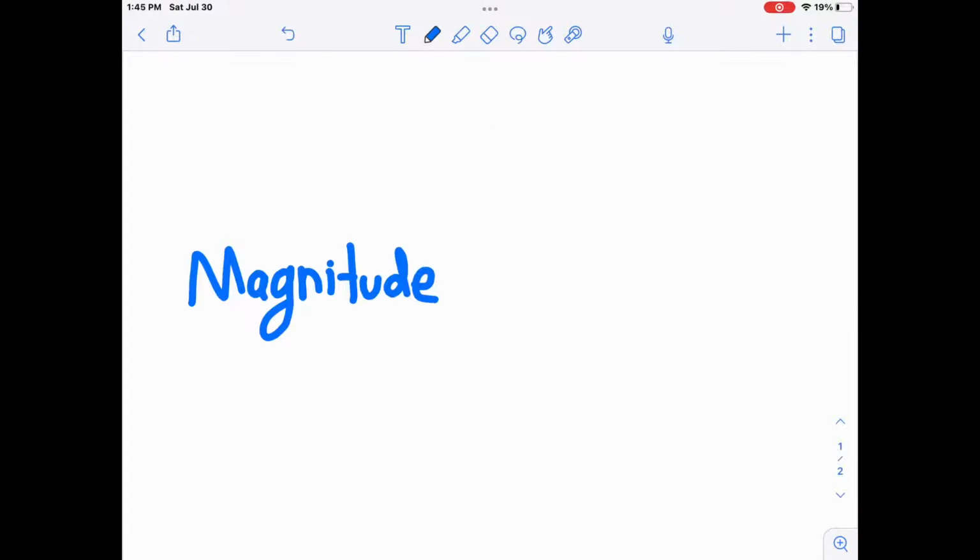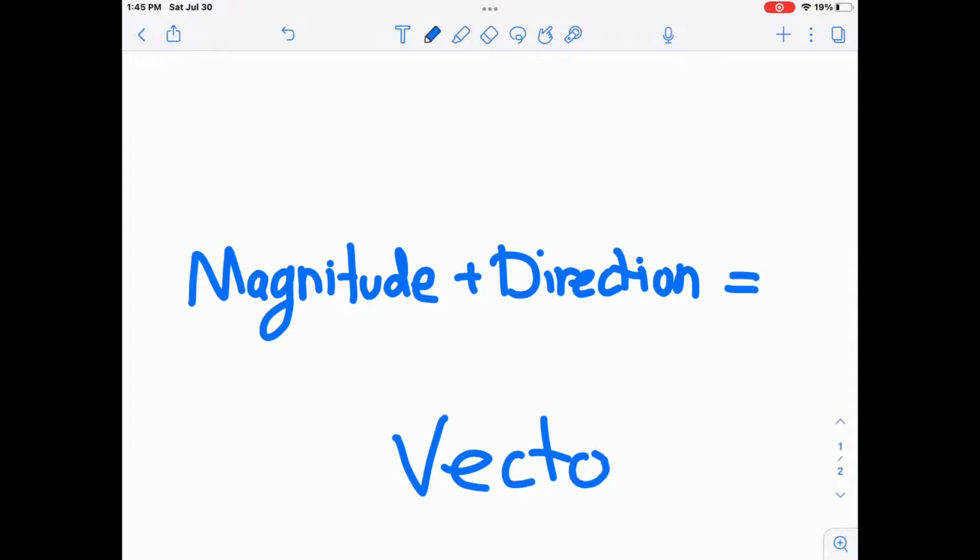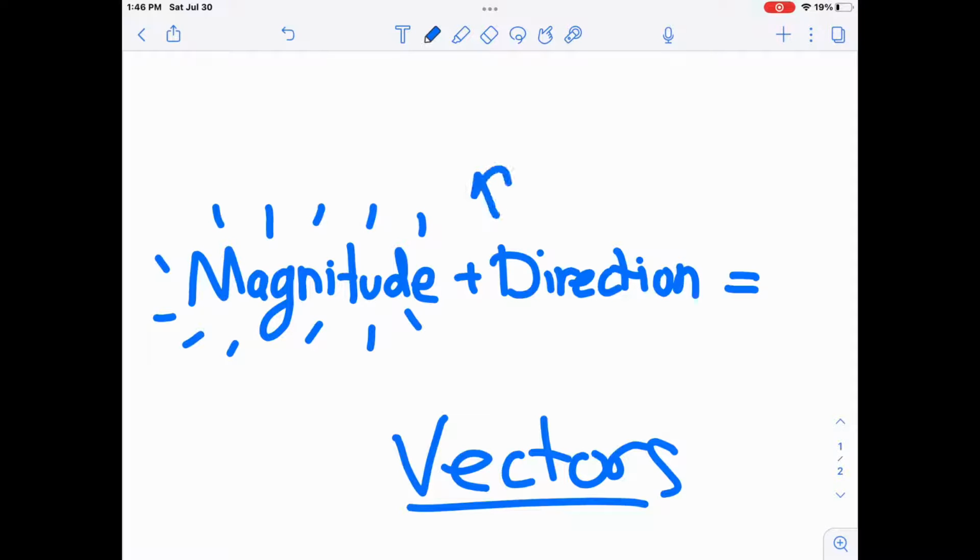There are two defining traits of what vectors are: magnitude and direction. The direction is really what makes it a vector. Without direction, this value becomes something called a scalar.